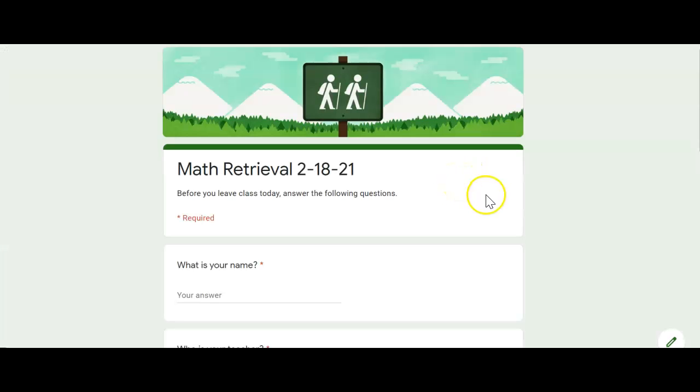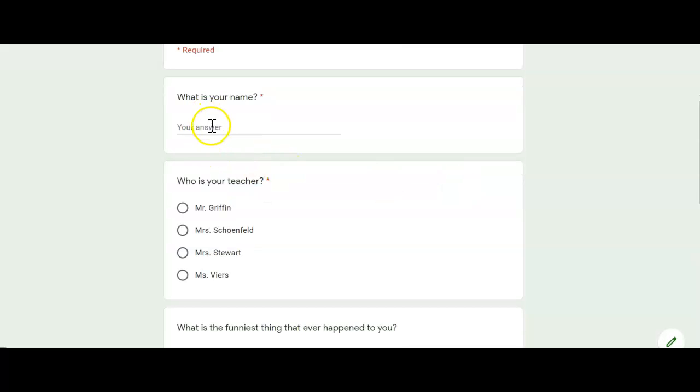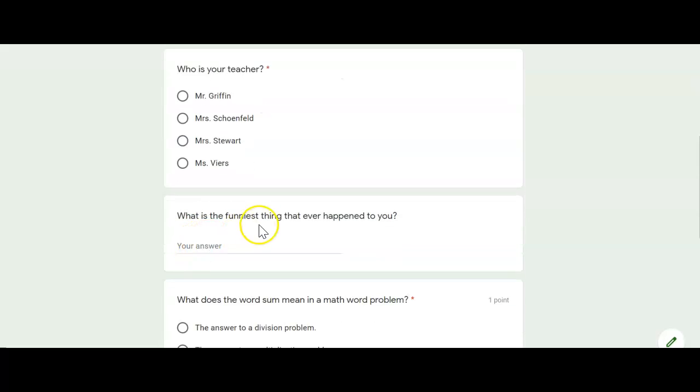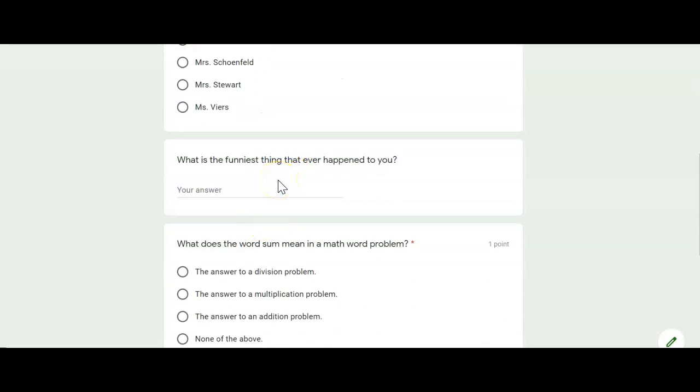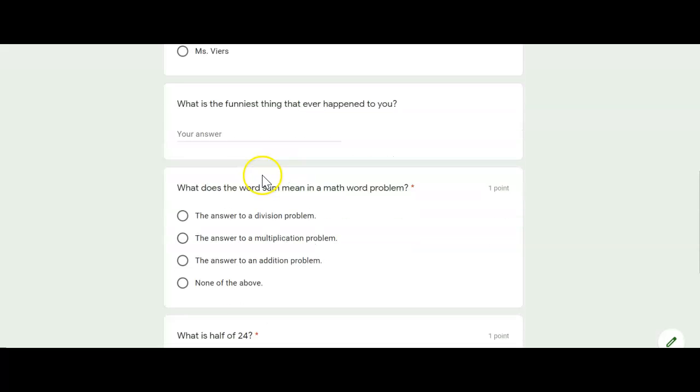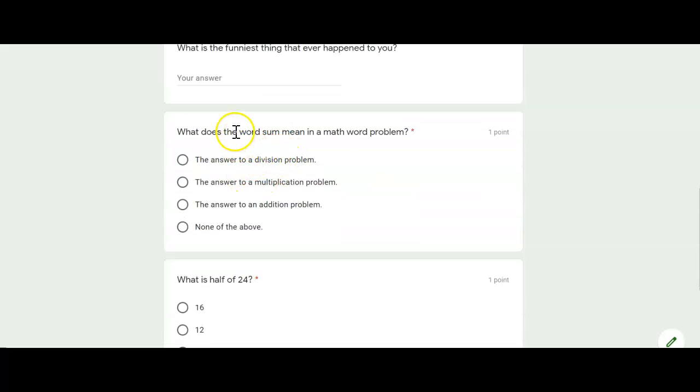The form is going to come up and I want you to go ahead and make sure to put your first and your last name. Click beside your teacher's name, and there's some questions that are not related to math on here, but I want you to just answer to the best of your ability. And there are a couple of questions related directly to math.